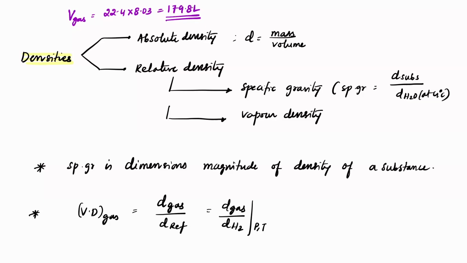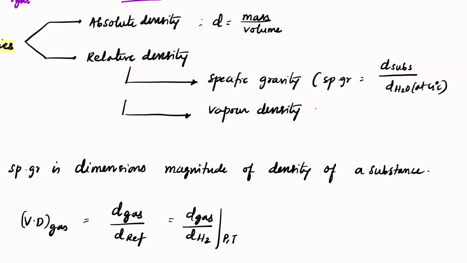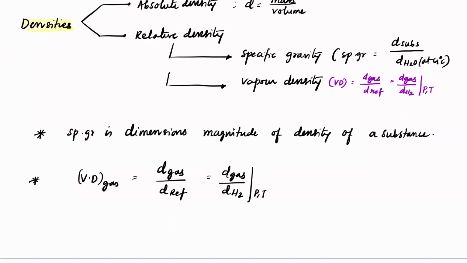And next is vapor density. Vapor density is also defined as a reference density, which is the density of any particular gas divided by the density of a reference gas. Usually, that reference gas is always taken as hydrogen gas. But both should be maintained at the same temperature and pressure while measuring the densities. So this is what it is by definition.